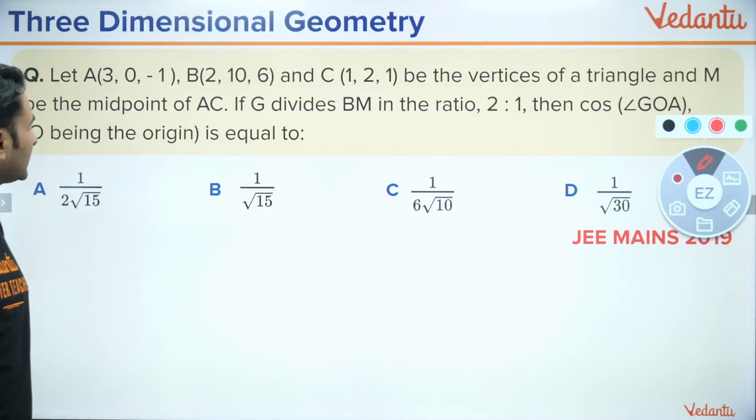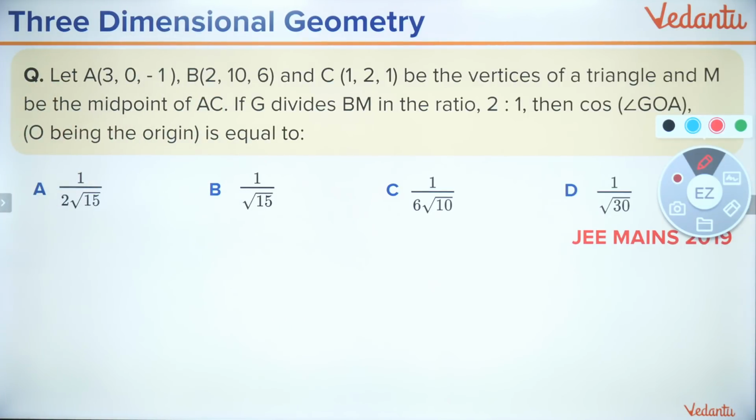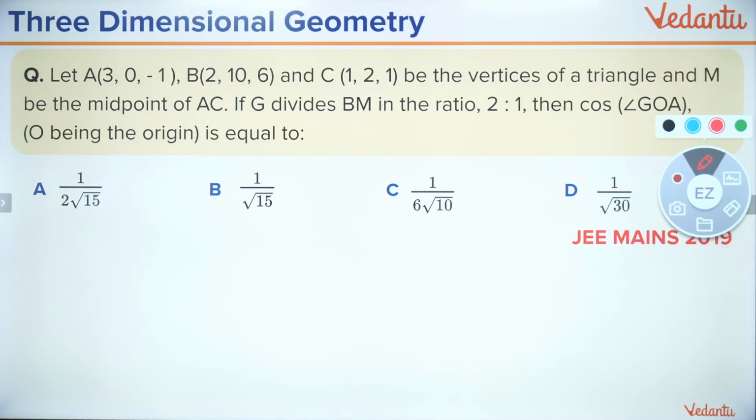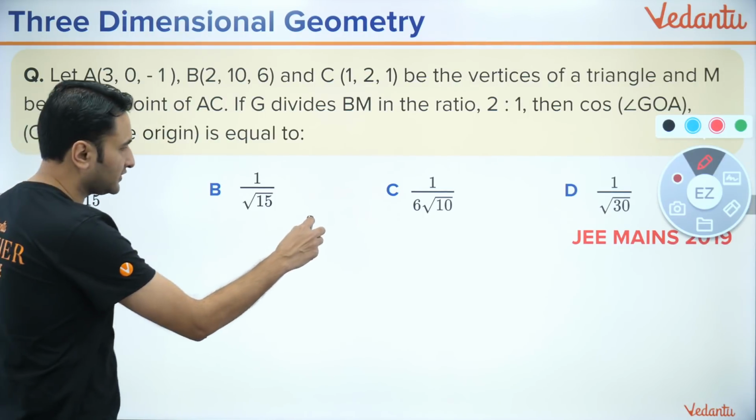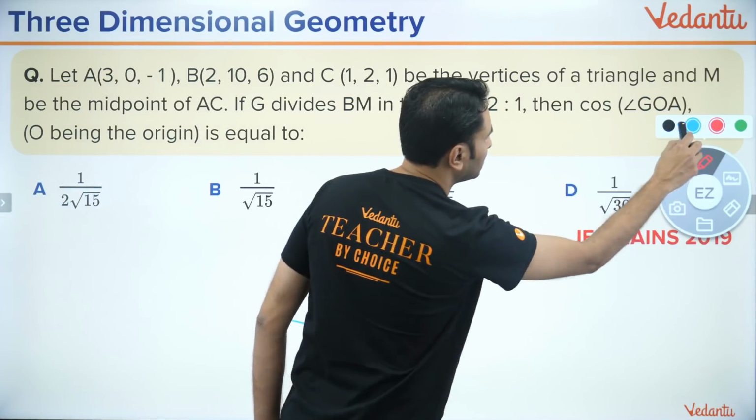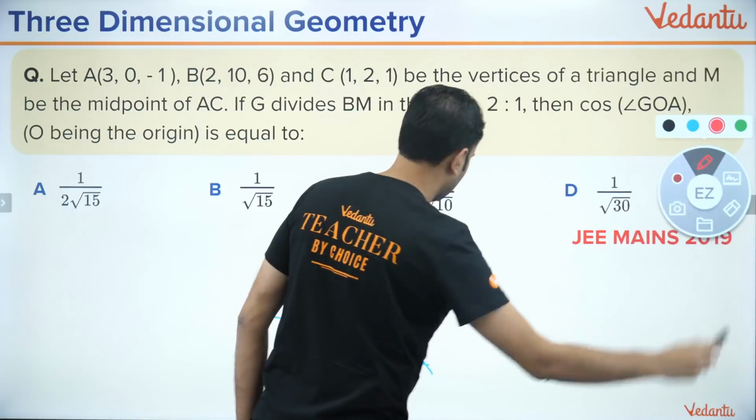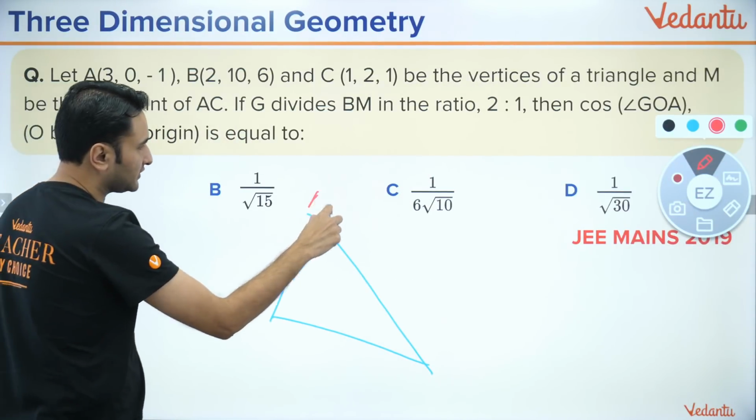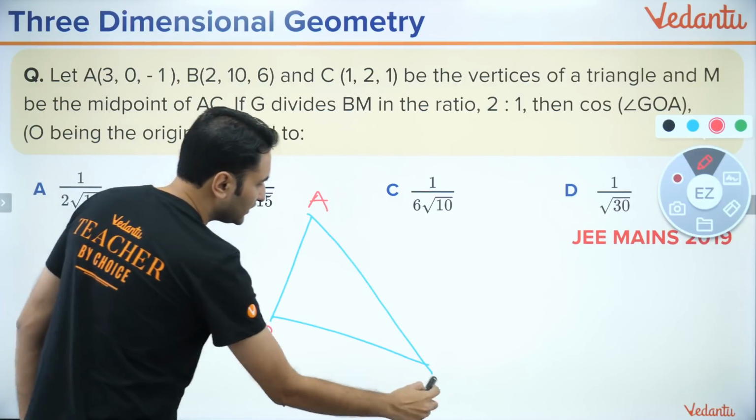ठीक है, क्या बोल रहा है? आपको 3 points दे दिए हैं, and M is the midpoint of AC and G divides BM in the ratio 2:1. तो कोई भी एक triangle बनाओ. So let's say this is the triangle. Let me take red. All right. तो उसने बोल दिया आपको midpoint of AC पता है. So this is A, B, C.